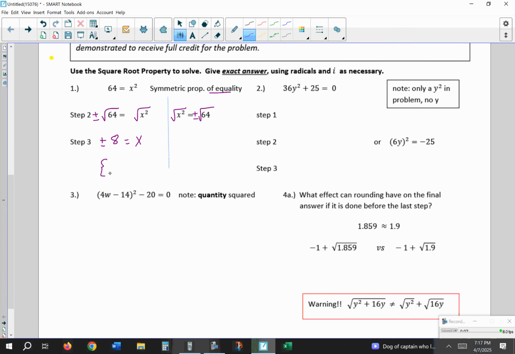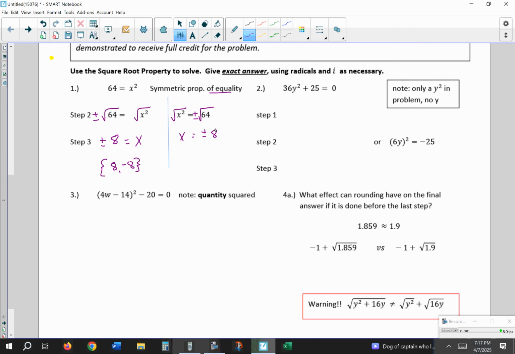Set notation with our braces, we can list the numbers, 8 and -8. Since we are listing the numbers, order does not matter. You could put -8 first and then +8. Makes no difference at all. And then, of course, if we worked it the other direction, we'd have x equals plus minus 8.